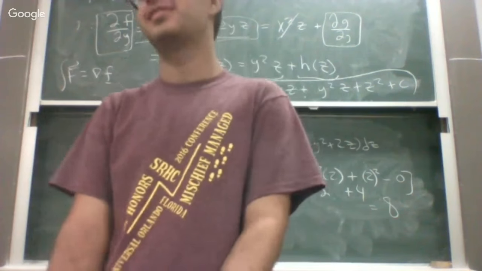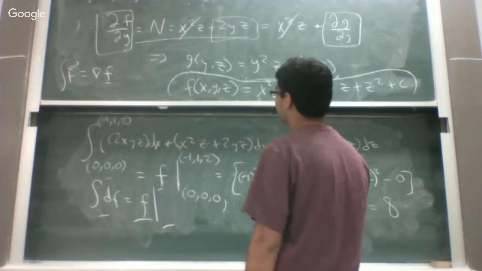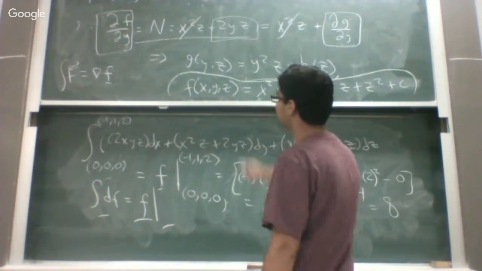Sorry, though. Could you go over the K component part? Did you erase it? I erased it already. Yeah. So the K component is just like the Y component.